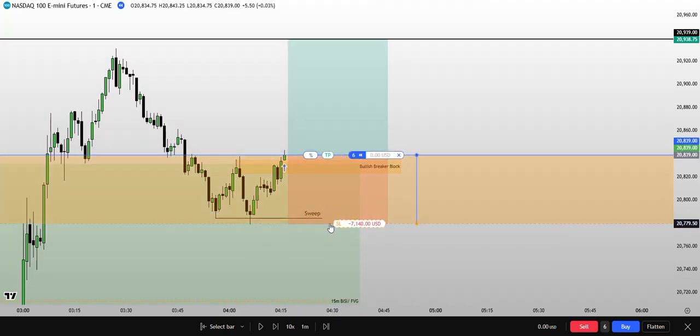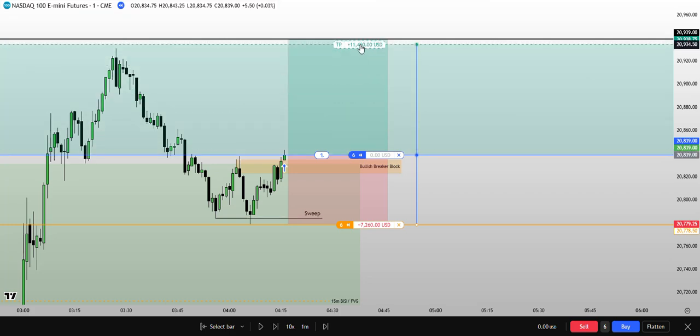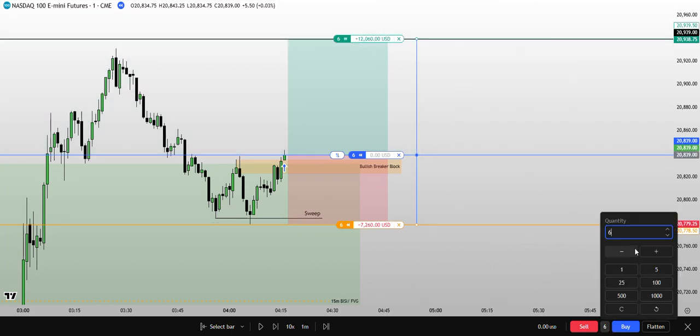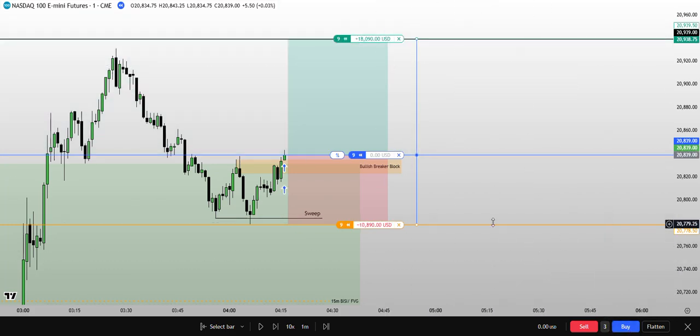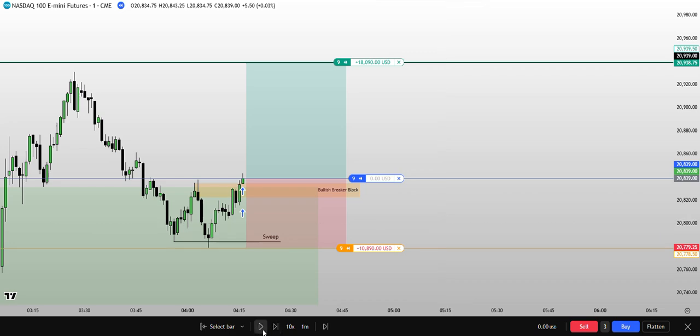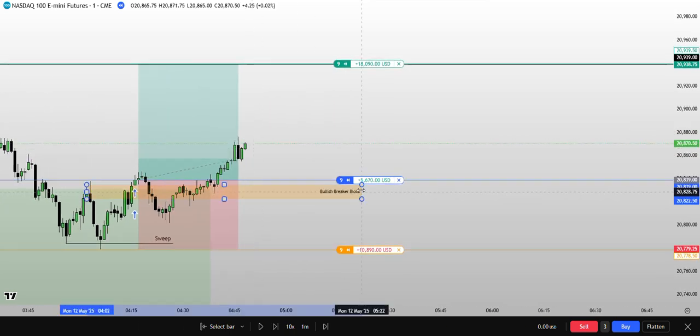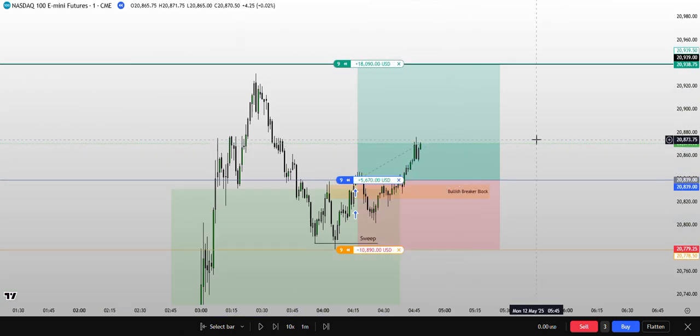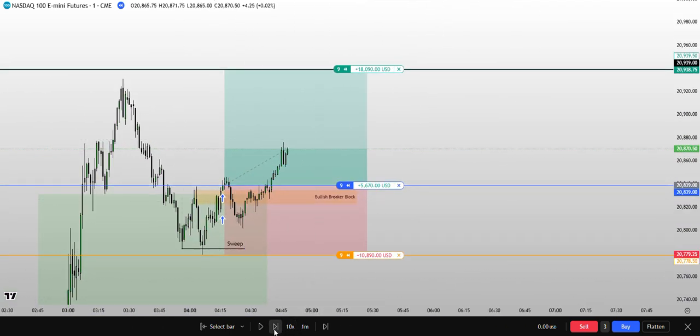Stop right here, below the low. Take profit right there. Let's add a bit more. All right, so that's that. That's what I'm targeting. If the direction is correct, if the timing is correct, that low that we put our stop loss below should be protected. So we'll wait and see.